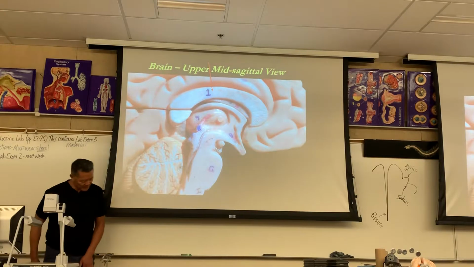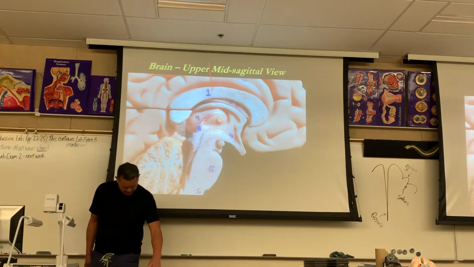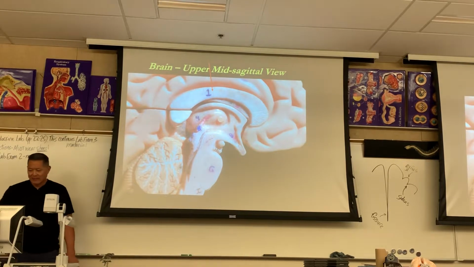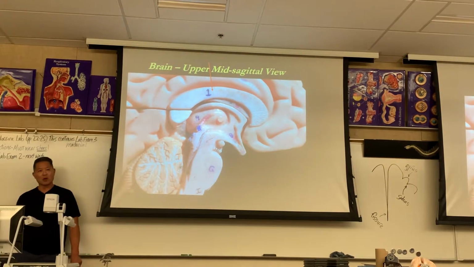Now we're at the upper sagittal aspect, so still left column, but we're getting close to the bottom. Orange arrow number 1 there is the corpus callosum. Corpus callosum is white matter. It has commissural fibers connecting the left and right cerebral hemispheres.